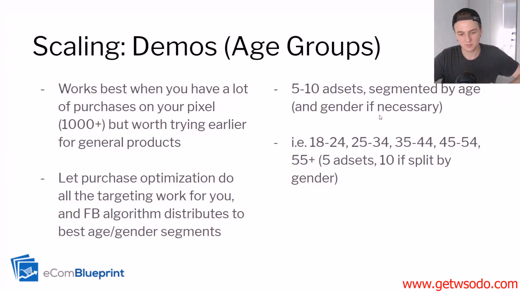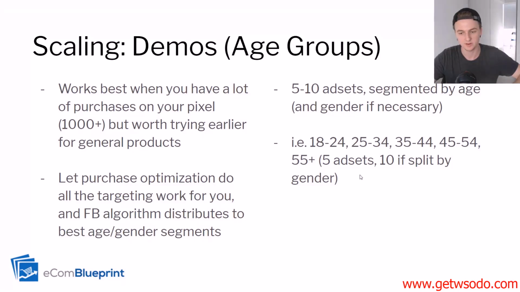How you want to set this up is to have five or 10 ad sets. Five ad sets if you're just splitting up by age groups, and 10 if you're splitting up by gender as well. For the one that I'm going to show you, I split up by age and gender, so I had 10 ad sets: 18 to 24, 25 to 34, 35 to 44, 45 to 54, and 55 plus. Then you duplicate this by 2, because I had all of these for men only and all of these for women only.